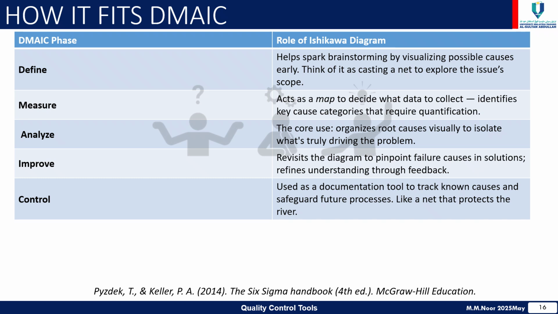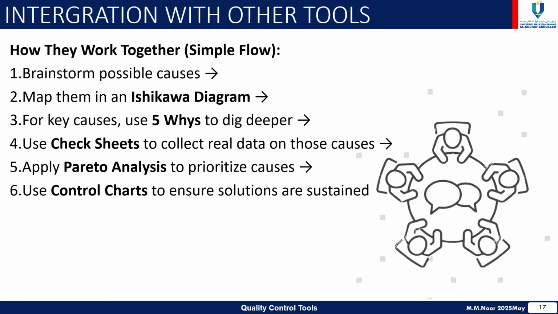Okay, here how the Ishikawa fits into the DMAIC. So as we know, the DMAIC define, measure, analyze, improve, and control. First, we brainstorm causes, then use 5 whys to dig deeper, then apply check sheets and Pareto charts for data collection and prioritization. The integration with other tools, how they work together.